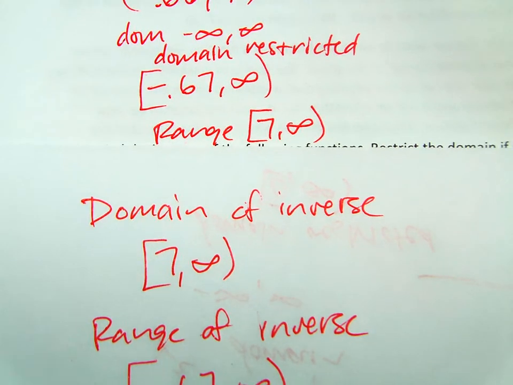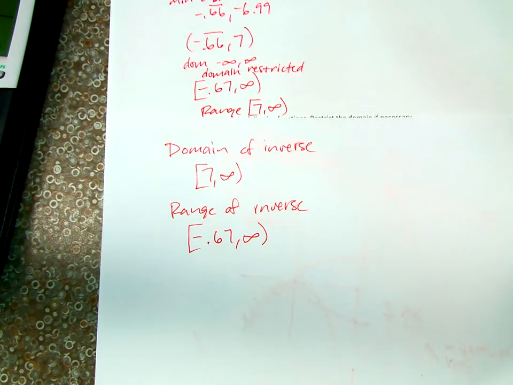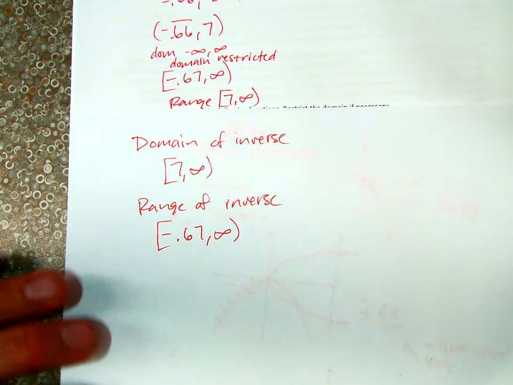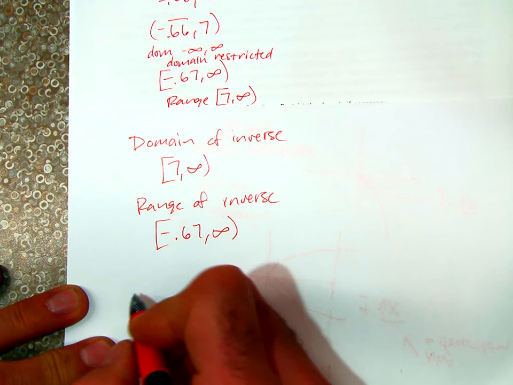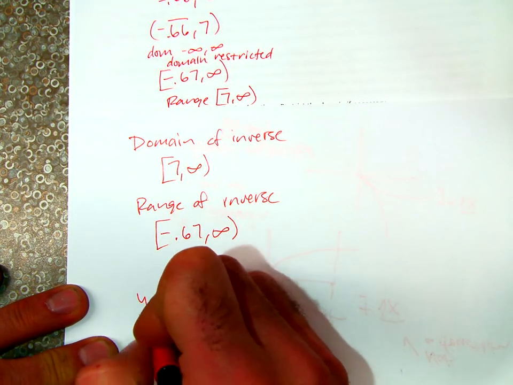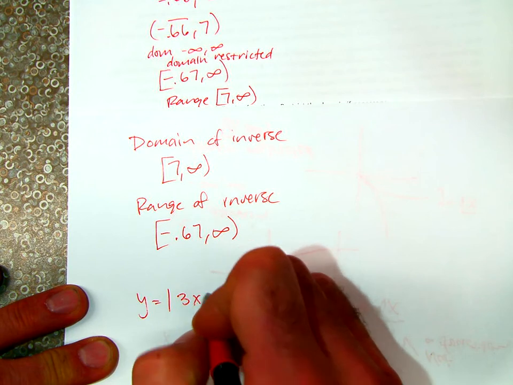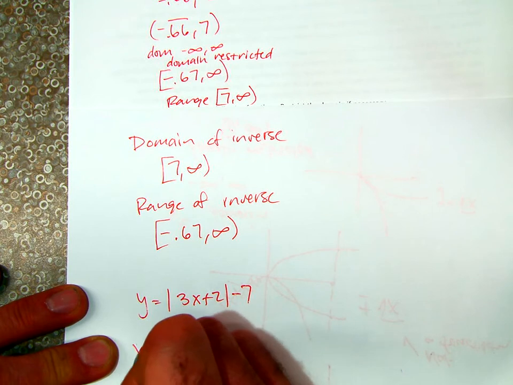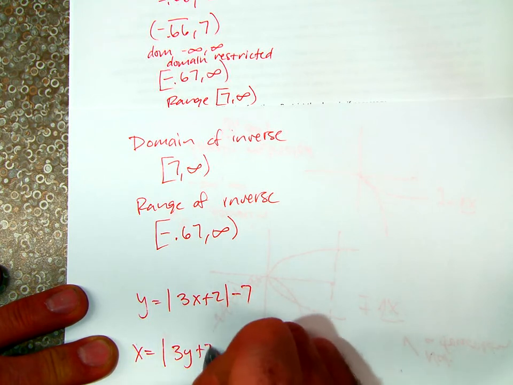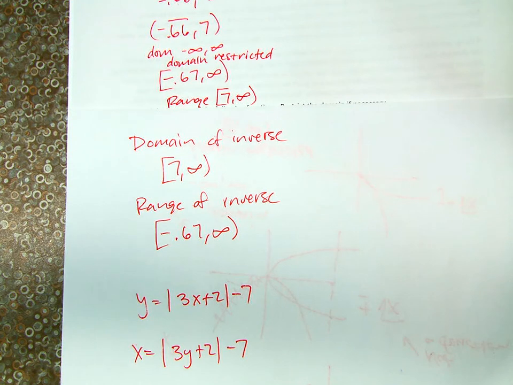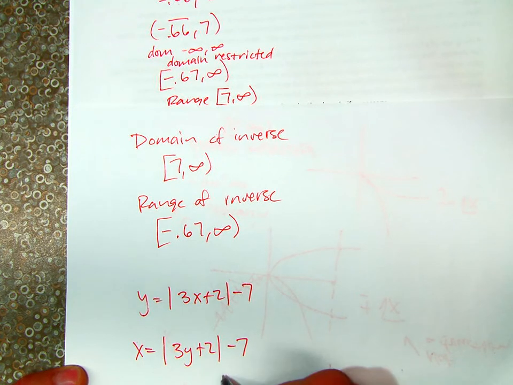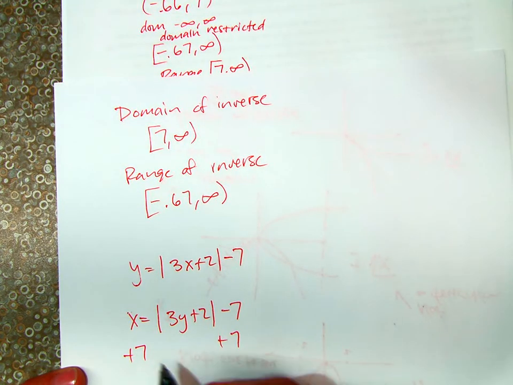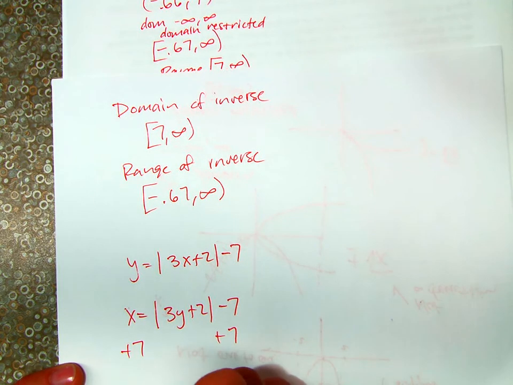Okay, zoom out a little bit. Okay, so our function, now we're ready to swap x and y. Y equals the absolute value of 3x plus 2 minus 7. Swap x and y, so then x equals the absolute value of 3y plus 2 minus 7. And that is just awful. Add 7 to both sides. X plus 7 equals the absolute value of 3y plus 2.